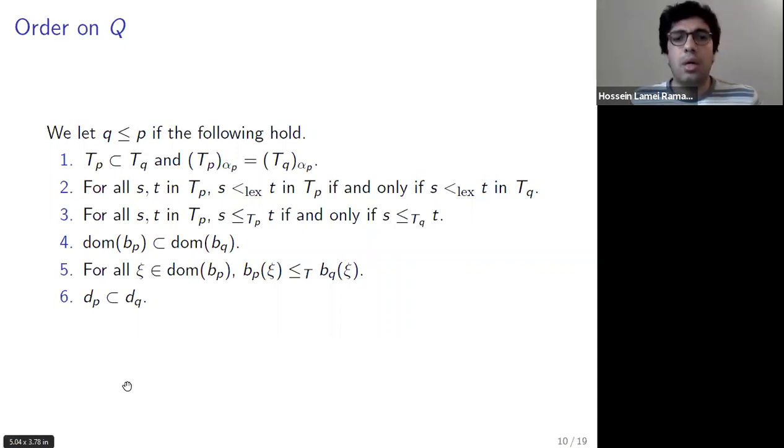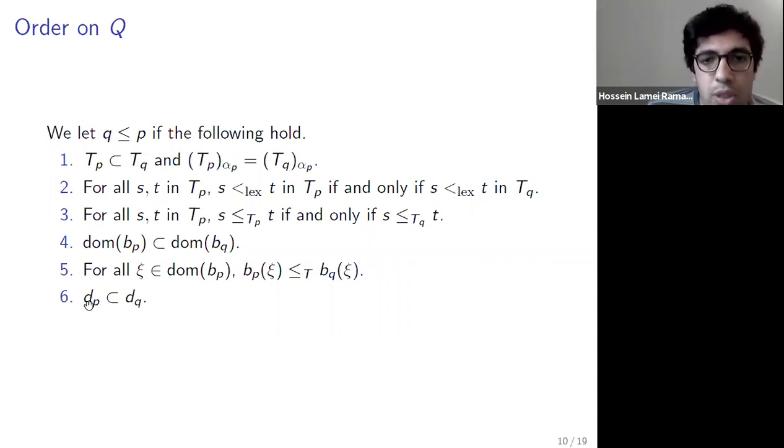And in the extension, we just assume that DP is a subset of DQ. So we are going to be faithful to the commitment that we have made at P when we want to extend to Q. Okay. Any question about the order of the forcing? Okay.